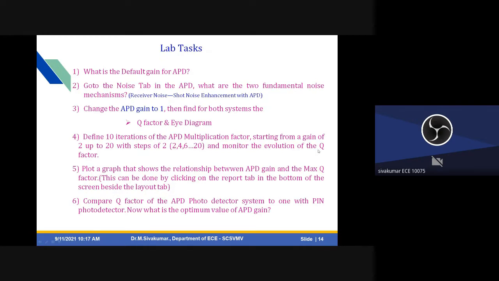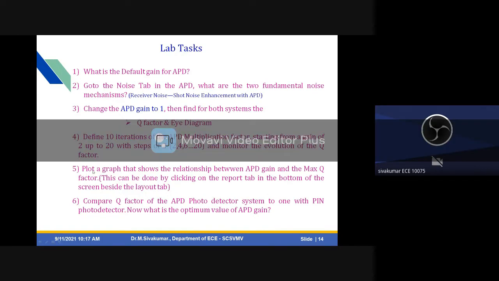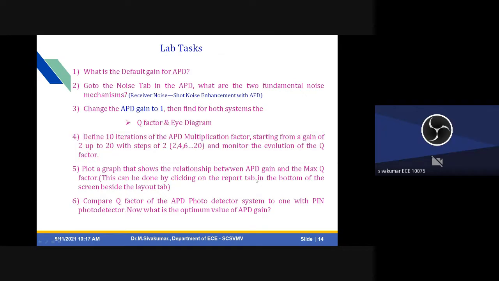You just try from 2 to 20. In this manner, you monitor the evolution of the Q factor by using the graph function. By using the graph function, we plot the graph that shows the relationship between the APD gain and maximum Q factor. This can be done by clicking on the report tab. At the time of simulation, we will see how to do this.